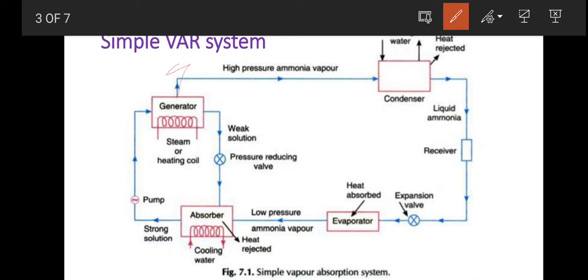taken from the top of the generator, and whatever solution we have available will be converted into a weak solution, because the ammonia content in that solution is now less. Now this weak solution we will again supply to the absorber by using a pressure reducing valve. Why? Because the system from the evaporator, after the expansion valve, to the absorber is considered a low pressure system. To match that pressure we will use the pressure reducing valve.